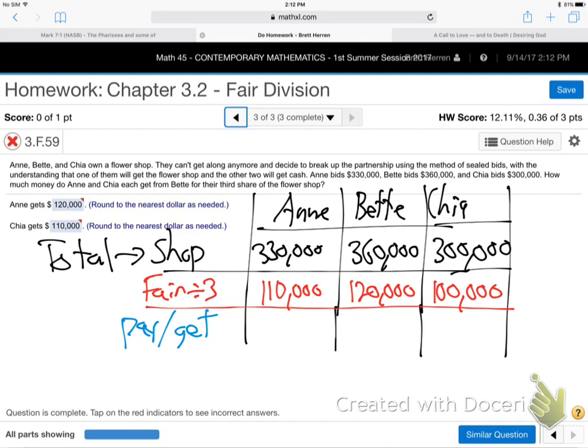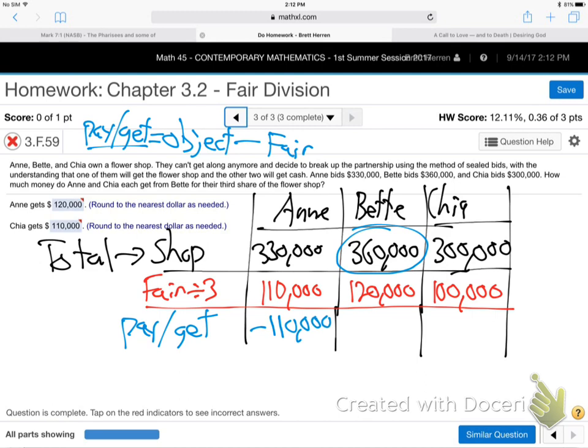Okay, so remember, who gets the flower shop? Betty. Betty bid the highest, so she gets the flower shop. Remember how to do the pay get? The pay get is always the object they get minus their fair share. So when you come to Ann, what objects did Ann get? Nothing. Nothing minus her fair share is just minus her fair share. It's going to be minus 110,000, right?